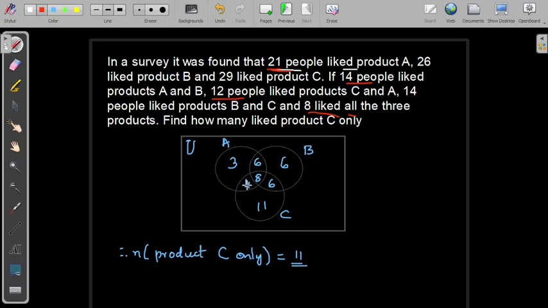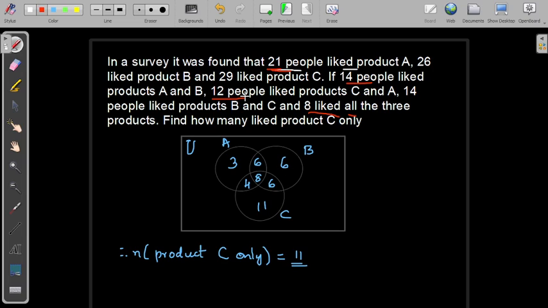So let us see how much is already written. 6 plus 4, 10. 10 plus 8, 18. Therefore remaining will be 3, because together it is 21. 26 people liked product B, that is 8 plus 6, 14 plus 6, 20. So 26 liked, remaining is 6.